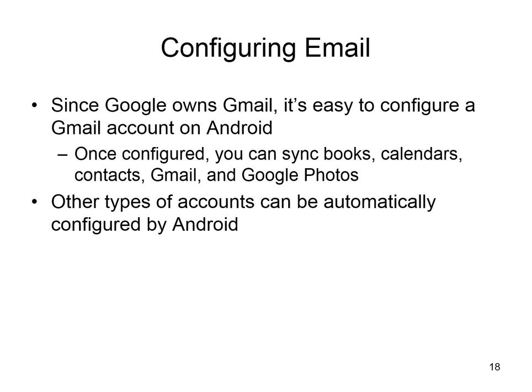Because Google owns Gmail, Google makes it very easy to configure a Gmail account on an Android device. To set up a Gmail account, tap the Gmail app on the home screen and enter your email and account password. If you don't see this app on your home screen, tap the app launcher and then tap Gmail. The app then gives you the opportunity to sync books, calendars, contacts, Gmail, and Google Photos with Google. Make your selection and tap Done. If you want to later change what type of data is synced, go to the Settings app, tap Accounts and Sync, and select your Gmail account.